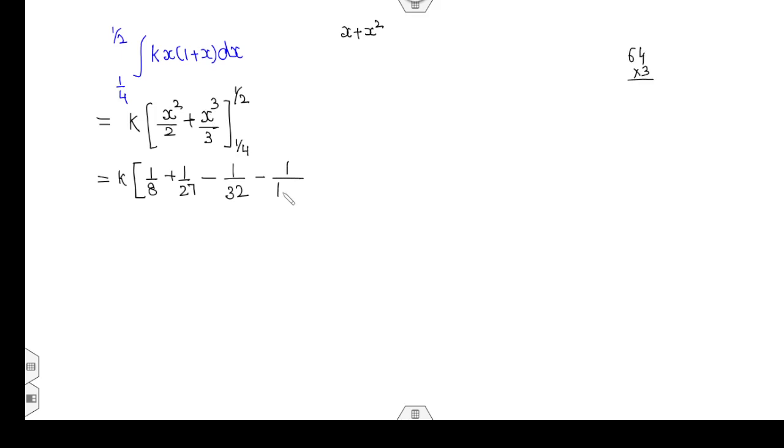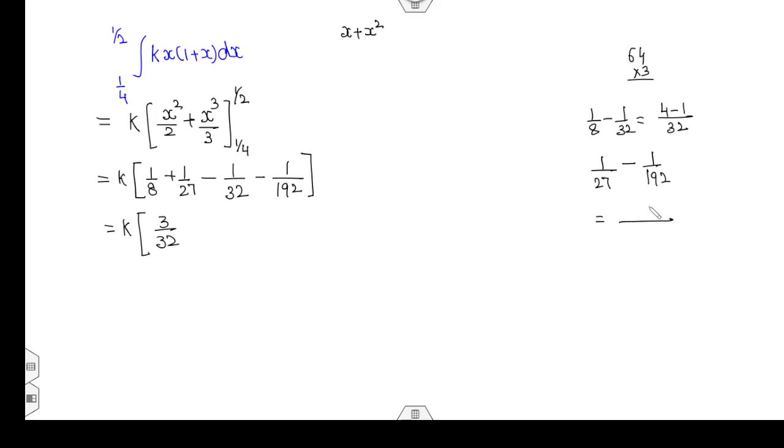So 1 over 192. So I can take the pairs. That will be 1 over 8 minus 1 over 32. 32 is the LCM. 4 minus 1. That part is 3 over 32. Similarly, 1 over 24 minus 1 over 192. So what is the LCM? You can see 64. Okay, I can take them both as LCM, no issue.